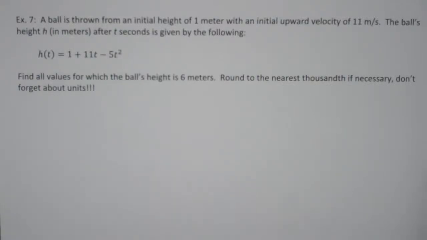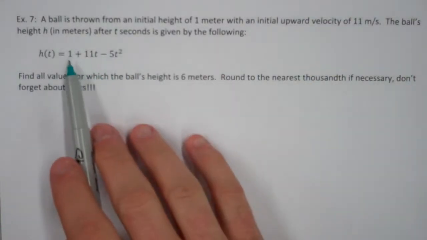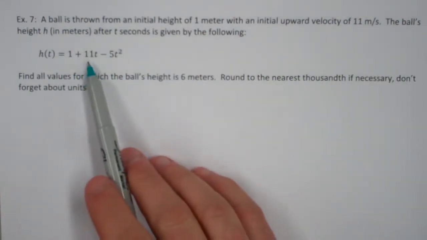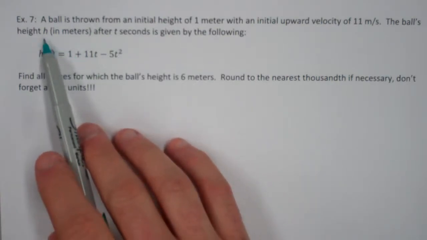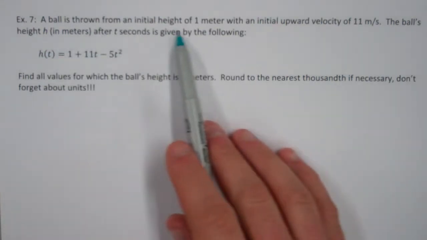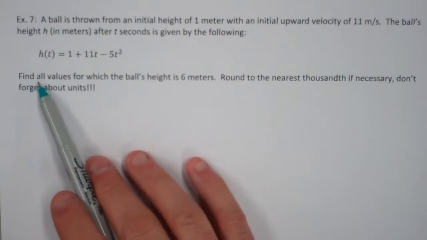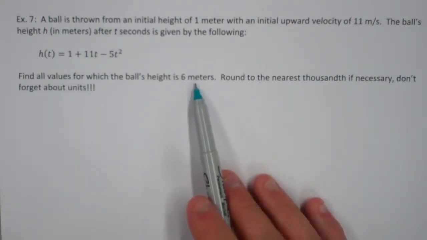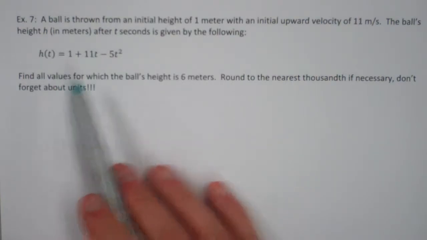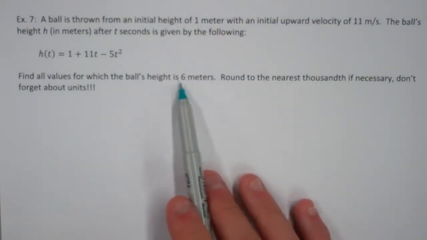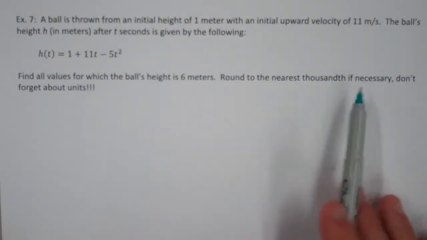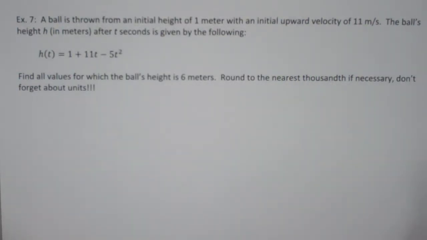In this example, a ball is thrown from an initial height of 1 meter, that's this 1 right here, with an initial upward velocity of 11 meters per second. And the ball's height after t seconds is given by the following. We want to find all values for which the ball's height is 6 meters, and we're talking about seconds here, okay? It's meters per second. We've got the height, we're wondering about t, which is time. We're rounding to the nearest thousandth if necessary, and we don't want to forget about our units here.